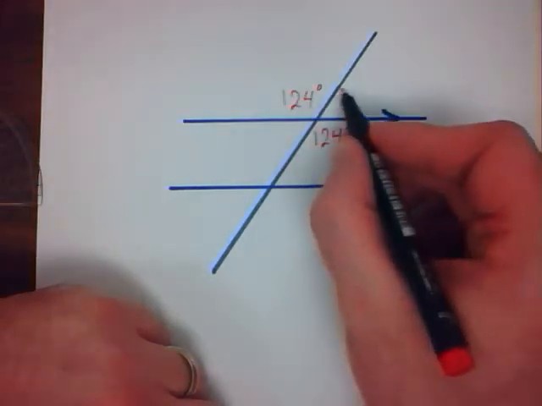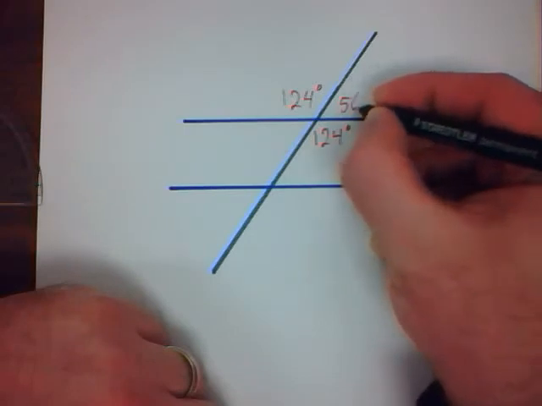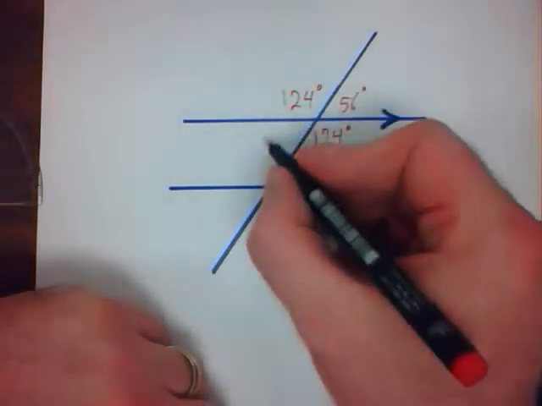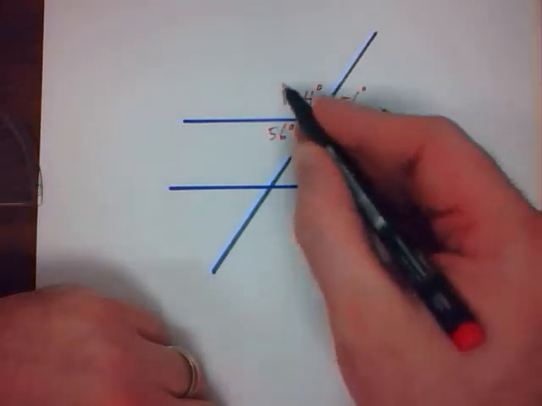From 124, how much more do I need to get to 180? Well, this is 56. And this is 56. Those are automatically equal.